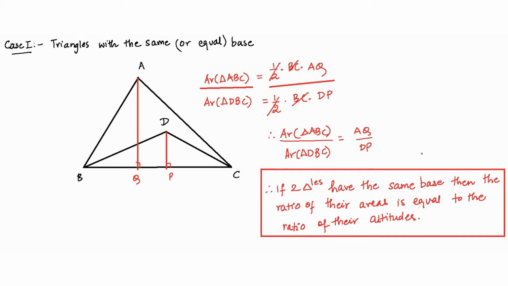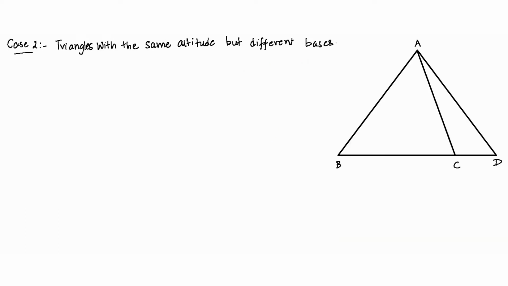Okay, now let us consider the next case. The next case is going to be triangles with the same altitude but different bases. So look at the following figure over here. In this figure, we have three triangles. One is triangle ABC, the other is triangle ACD, and the third one is triangle ABD. So these are the three triangles that I can spot in this particular picture.